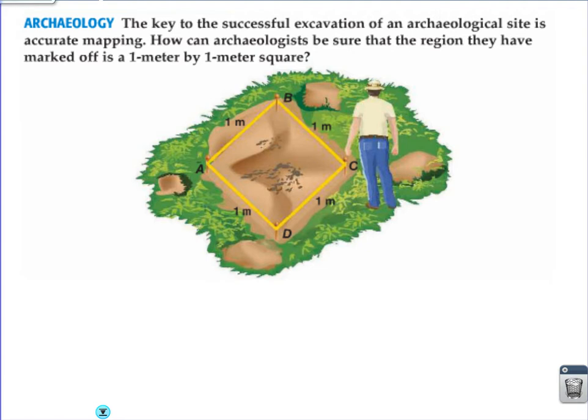The key to a successful excavation of an archaeological site is accurate mapping. How can an archaeologist be sure that the region they have marked off is a 1 meter by 1 meter square? Well, first off, in order to be a square, let's go through the entire proof. Is it a parallelogram? Does it even say anything? It doesn't. Is this a parallelogram? Sure. How do you know it's a parallelogram? Opposite sides are equal. 1 and 1, 1 and 1. Anytime you have that, it's a parallelogram.